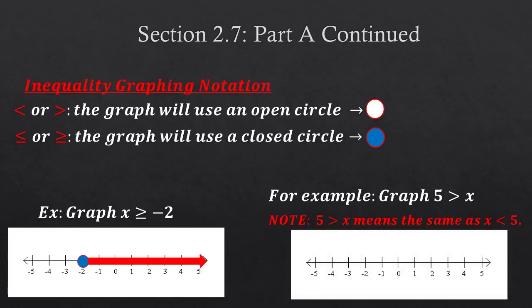So find 5, which is positive, which is on the right hand side of 0. We're going to have an open circle on 5. The direction of the arrow is pointing to the left. Therefore, we will draw the arrow to the left of 5.